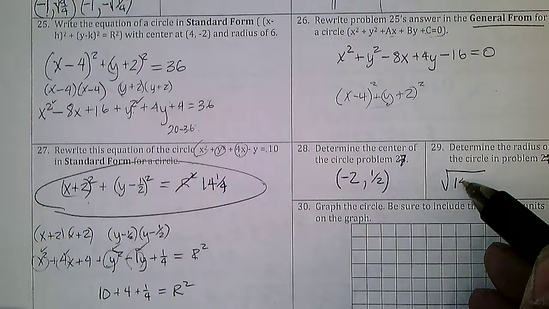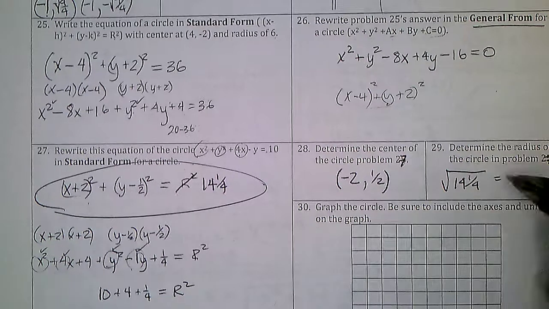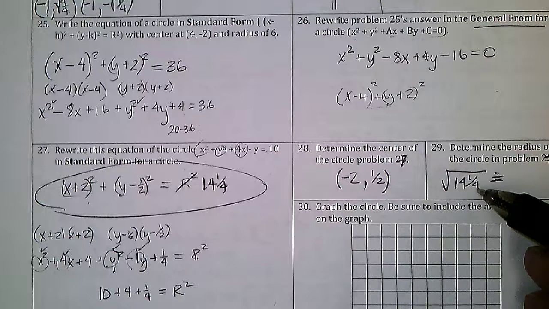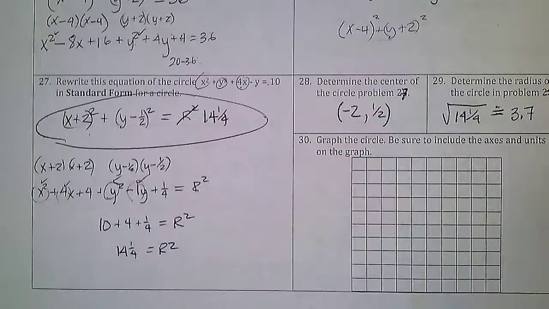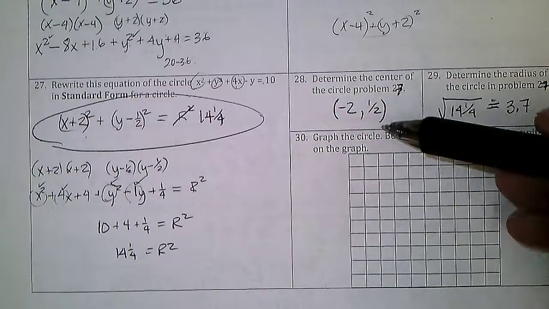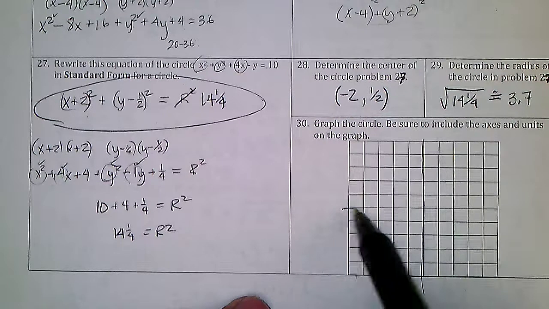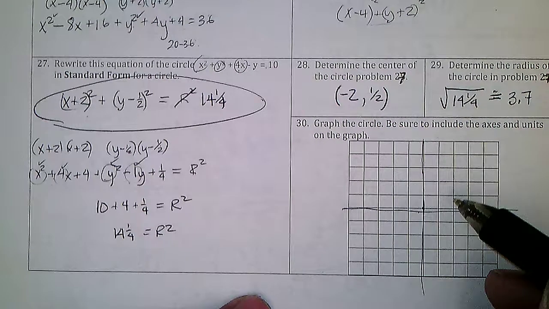Square root of 14 1/4, which is approximately, see, the square root of 9 is 3, the square root of 16 is 4. This is closer to 16 than to 9, so I'm going to estimate 3.7. I'm not even going to pull out the calculator to get that. Now it says graph it, and make sure I show units. So I'll just put an axis right here, an axis right here, and if it's a 3.7, I should be able to get this on here reasonably well.